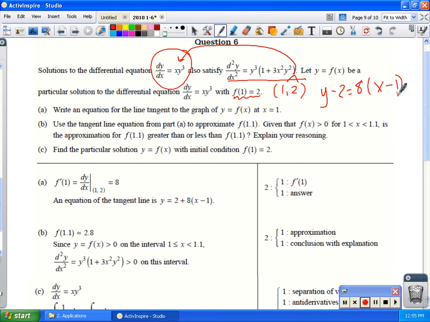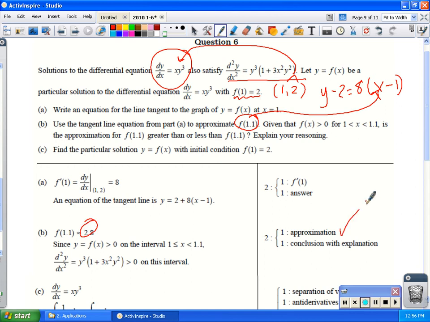Part B, we're going to use the tangent line that we just found to approximate 1.1. Well, that's pretty easy too. I'm going to plug in 1.1 here, subtract, multiply by 8, add 2, and get an output. That's not bad at all. And I get 1 point for getting that approximation.